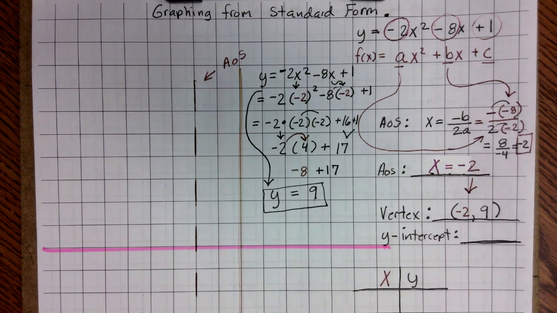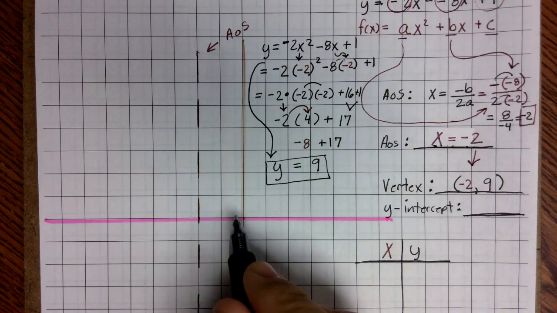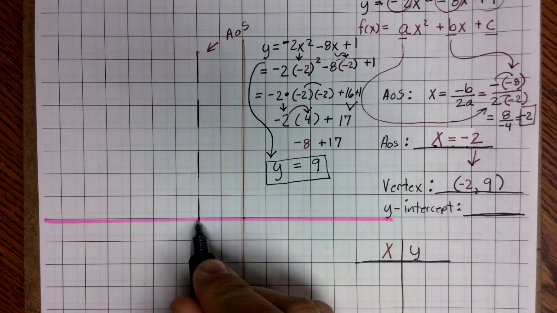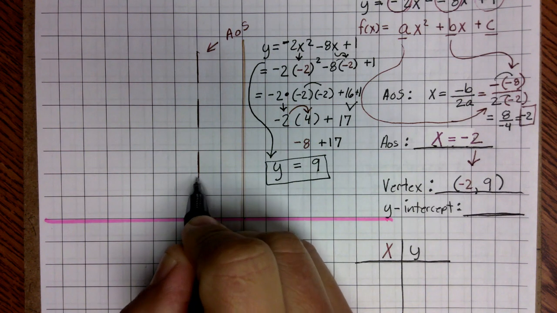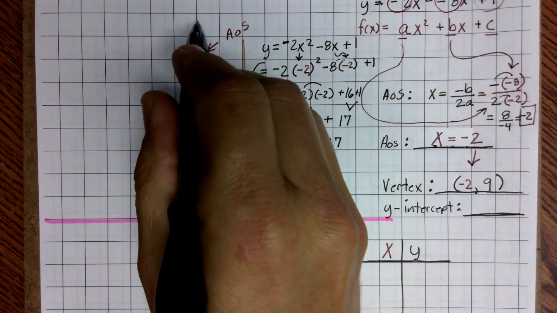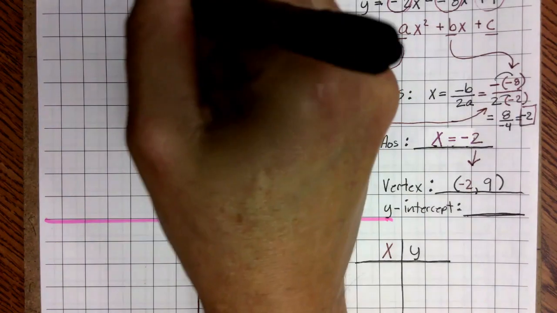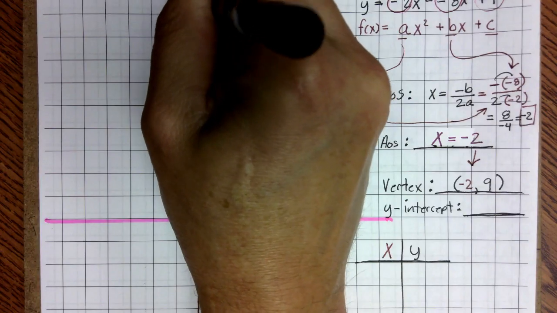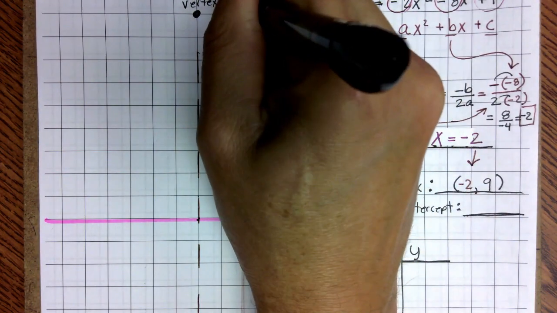And let's go ahead and plot that point on here so we can see where our vertex is. I'm going to go over 1, 2. There's our axis of symmetry. And then I'm going to go up 9. 1, 2, 3, 4, 5, 6, 7, 8, and 9. So all the way up here at the top. And I'm going to write vertex on there and put my ordered pair. Negative 2, 9.